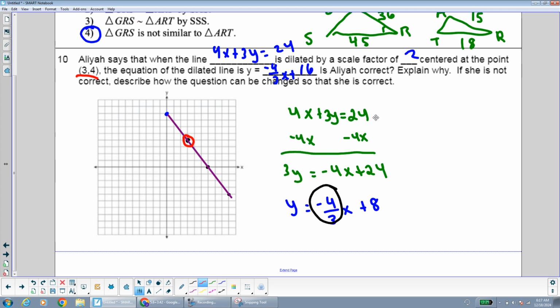For the second part, it says describe how the question can be changed so she's correct. If the question said that the center was at (0, 0) instead of (3, 4), then Aaliyah would be correct, because if we're centered at the origin, remember slopes stay the same before and after a dilation because dilations make parallel lines, but the rule for the y-intercept when you have a dilation of a line centered at the origin is that you multiply the y-intercept by the scale factor. And that's what Aaliyah did. Aaliyah multiplied the y-intercept by the scale factor to get 16. So that only happens when you are centered at the origin. But here we're centered on the line, so it's going to result in the same line as the original. So no, Aaliyah is not correct.